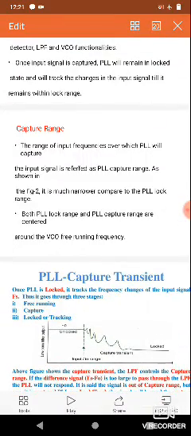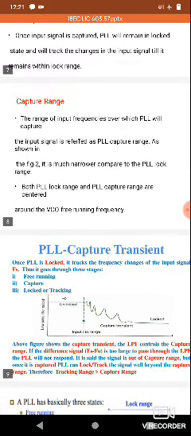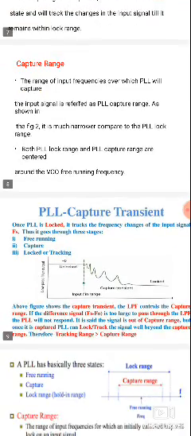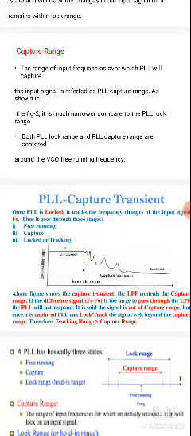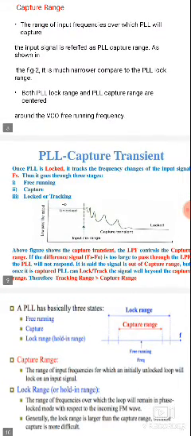So the range of input frequencies over which the PLL will capture the input signal is referred to as the PLL capture range. The capture range is narrower compared to the PLL lock range. Both lock range and capture range are centered around the VCO free running frequency, the voltage controlled oscillator free running frequency.